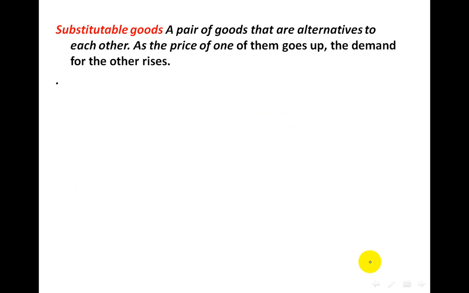And here let's talk about substitutable goods. Substitutable goods are a pair of goods that are alternative. What does it mean, alternative? It means you can buy the first one instead of the other. For example, if you are talking about cell phones, you can buy Samsung or you can buy the Apple. So they substitute each other. If Samsung's price is very high, you can substitute it by Apple.